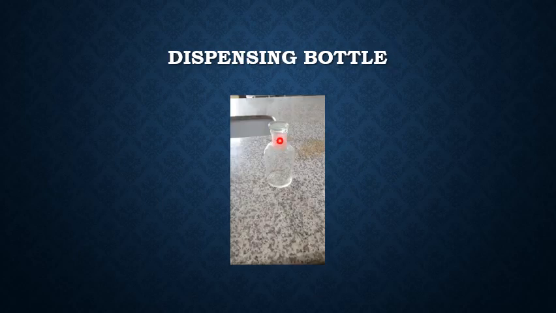Now these are the dispensing bottles. These are made of glass. There are basically two types of bottles: one is transparent and the other is colored. These are used for dispensing various solutions, the pharmacy solutions, or certain drug mixtures.